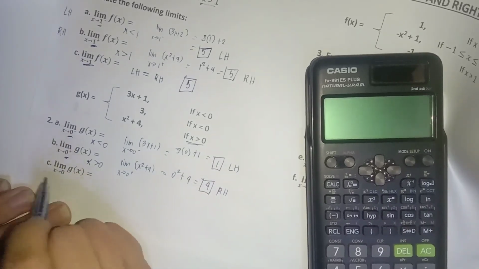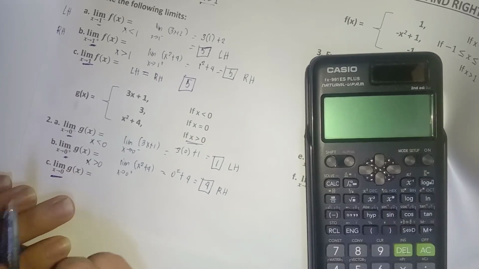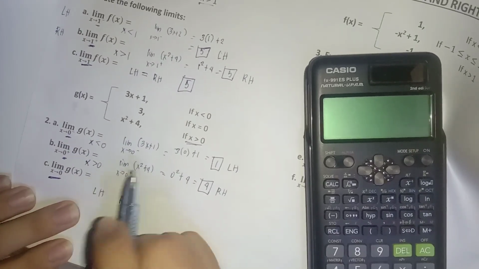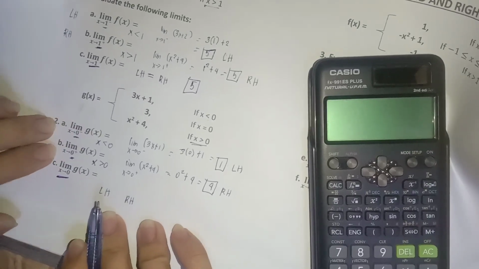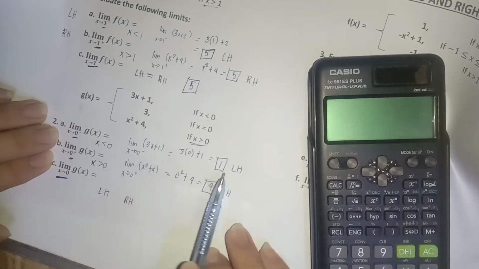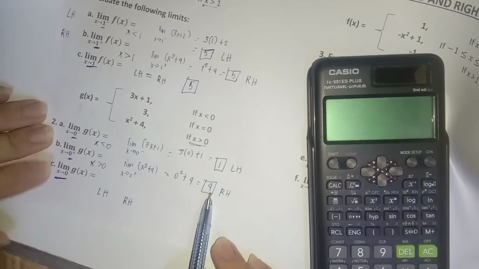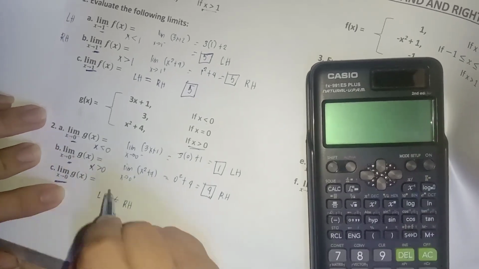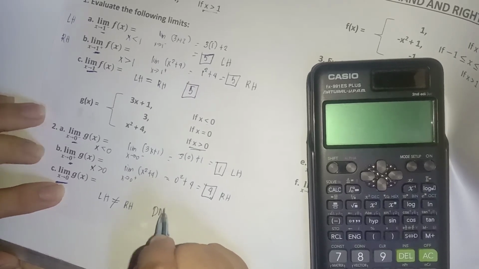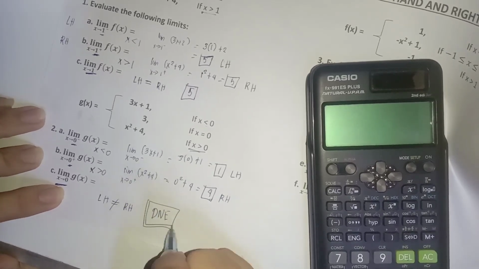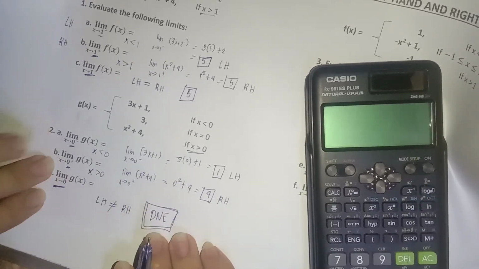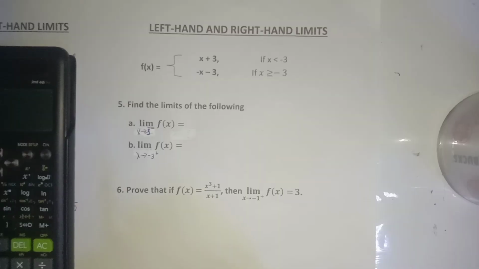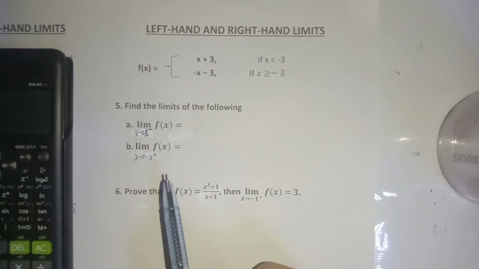Okay, to find the letter C naman, as x approaches 0, we need to compare your left-hand limit and the right-hand limit na nakuha natin sa A and B. Okay, yung letter A natin is 1, yung letter B natin is 4. Pareho ba sila? No, they're not equal. The letter C, limit does not exist since magkakaiba yung limit ng ating letter A and B.